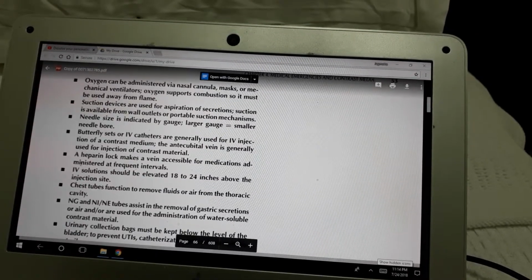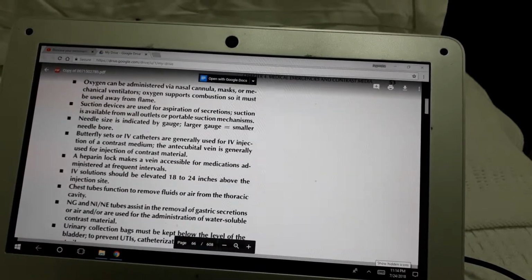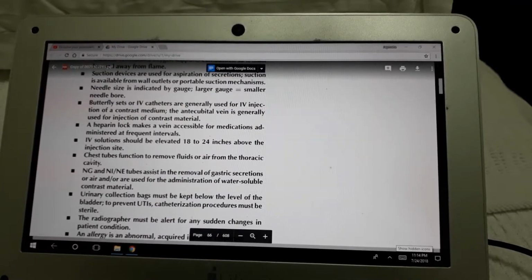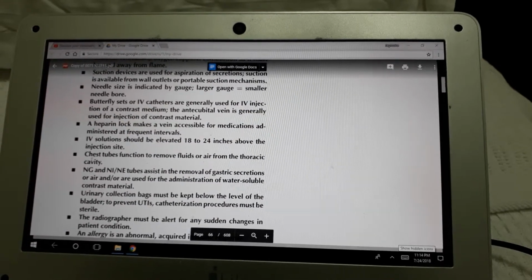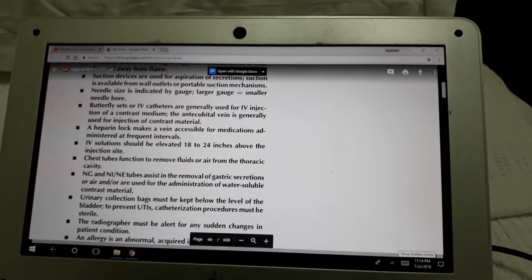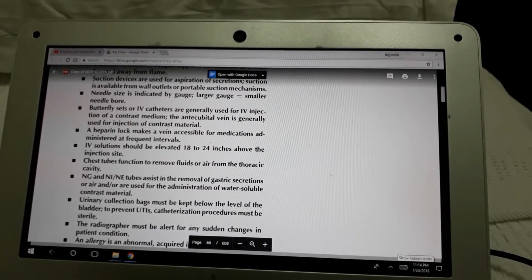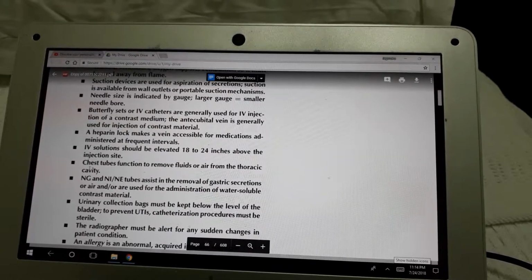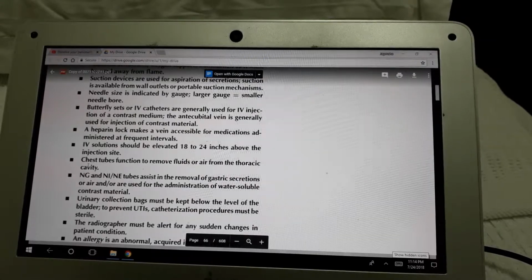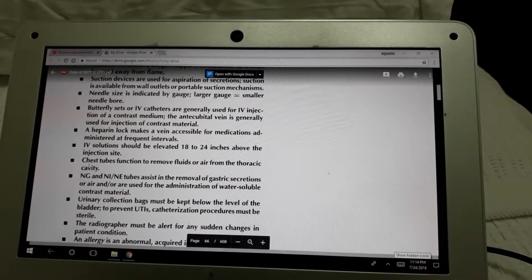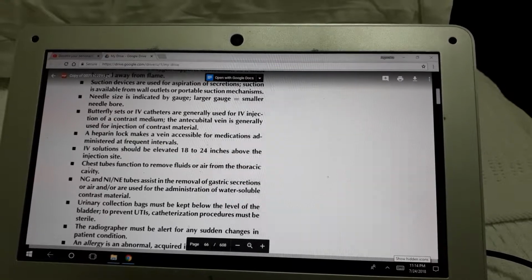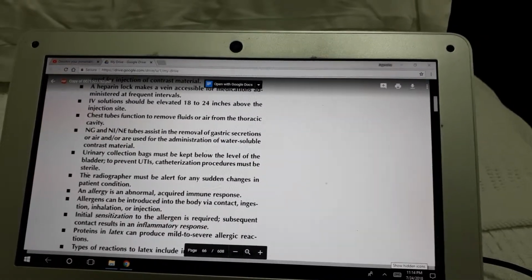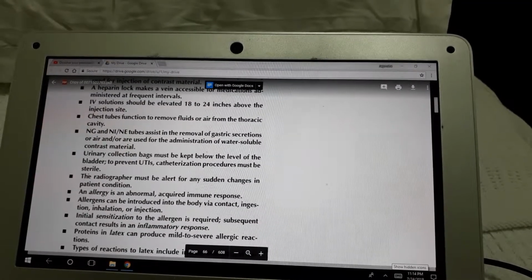Chest tubes function to remove fluid from the thoracic cavity. The NG and NI tubes assist the removal of gastric secretions or are used for the administration of water-soluble contrast material. The urinary collection bag must be kept below the level of the bladder to prevent UTI. Catheterization procedure must be sterile. The radiographer must be alert for any sudden changes in patient condition.